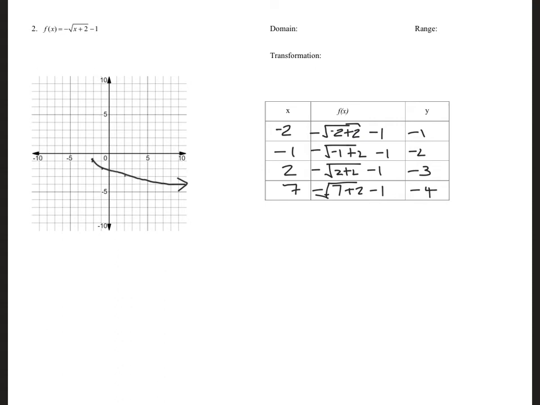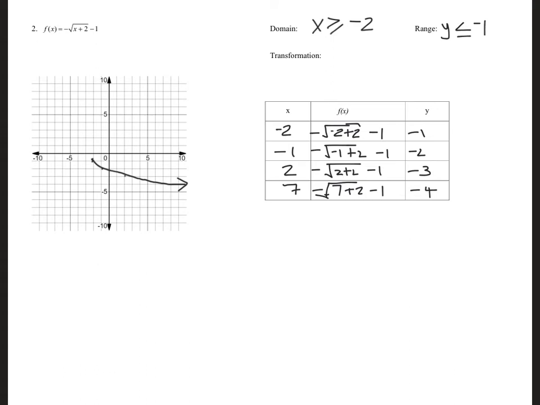And let's write the domain. So the domain is going to be x greater than or equal to negative 2. The range is going to be y less than or equal to negative 1.